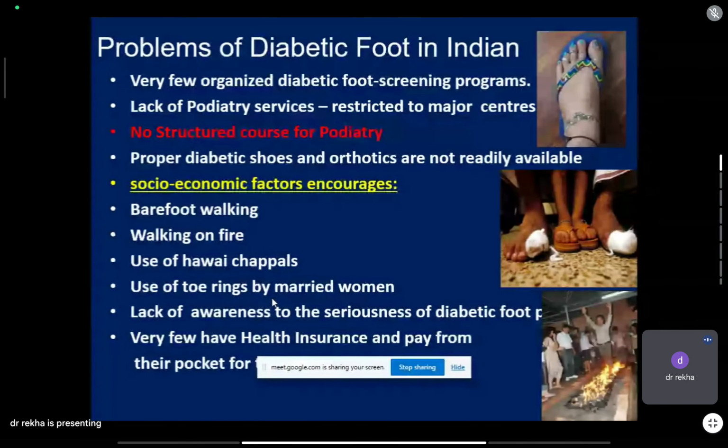After marriage, women wear toe rings, and that causes ulceration. You can see in this picture there are multiple toe rings and the pile. These ornaments cause foot ulcers. And walking on fires, these are rituals, but they cause foot ulceration. In abroad there is health insurance, but in India patients have to pay from their own pocket. So this is a very big problem, and the cost is huge.